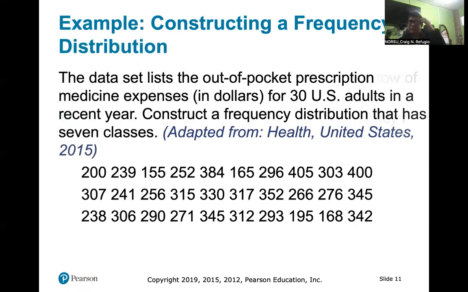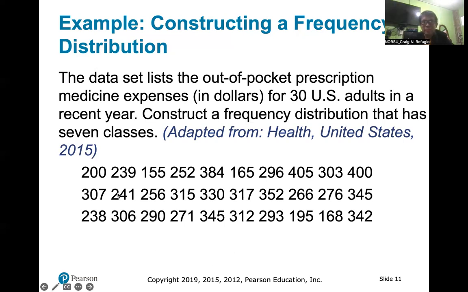So here's an example. The data set lists the out-of-pocket prescription medicine expenses in dollars for 30 U.S. adults in a recent year. Construct a frequency distribution that has 7 classes. The data are adopted from Health United States in 2015. So we have 200, then down to 300, up to 342.